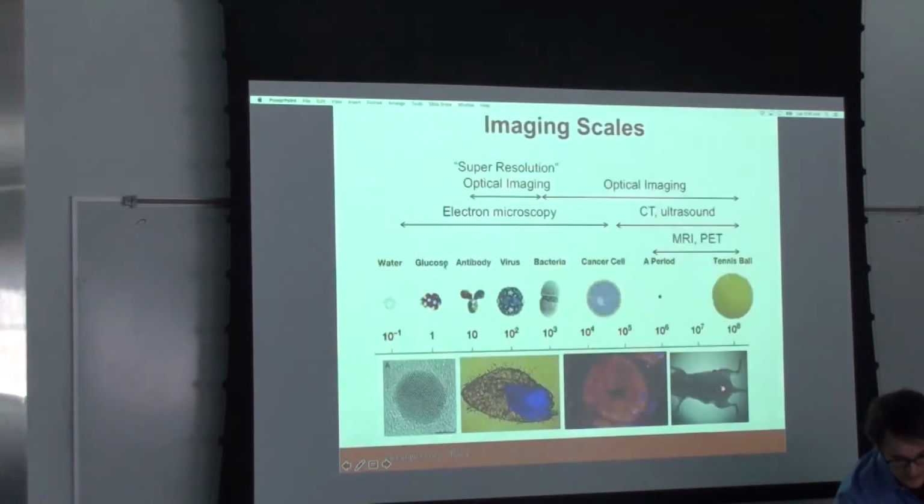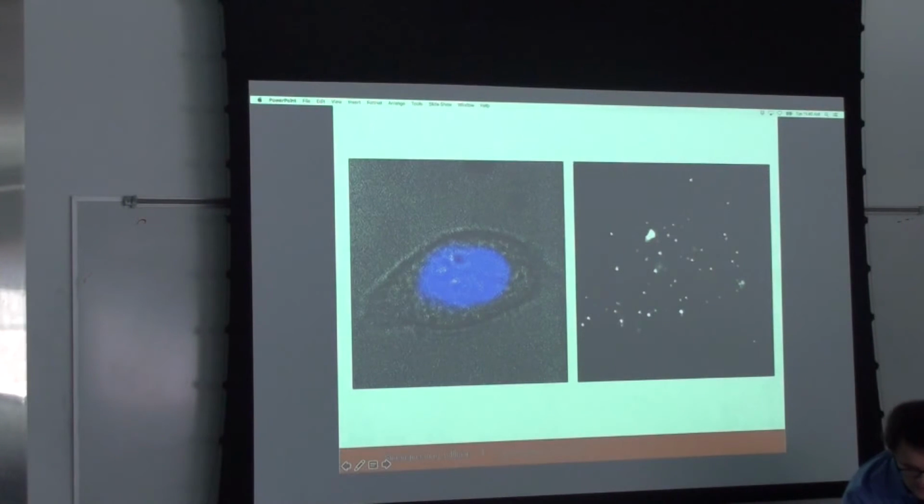So this is an image of a cell. This is the membrane. The blue region is the nucleus. And these are individual quantum dots attached to individual molecules in the cell. So this is a real-time video showing you what molecules are doing at the molecular level.